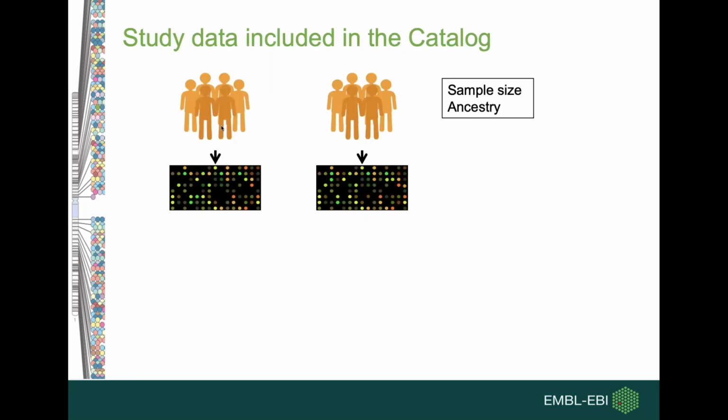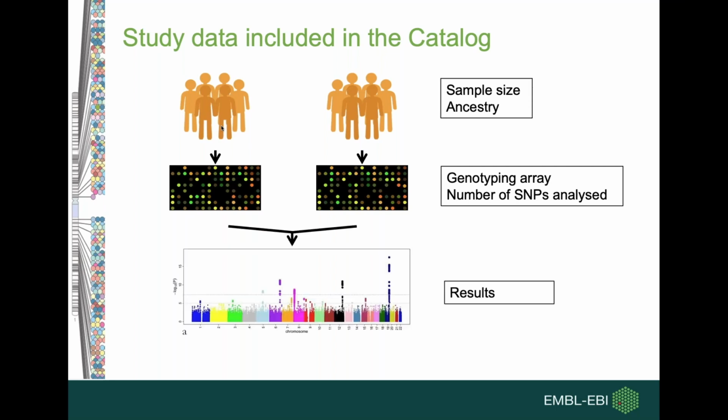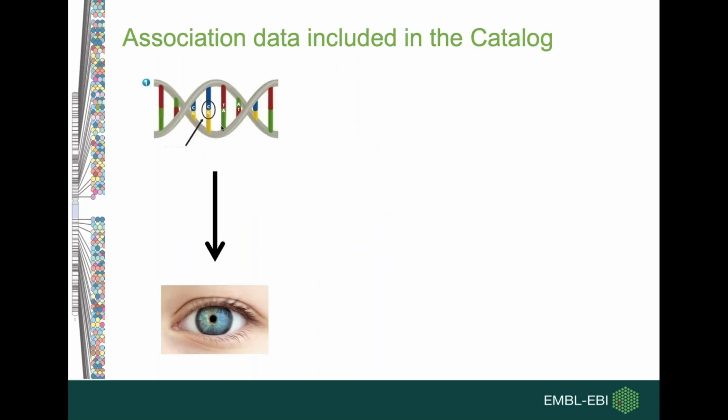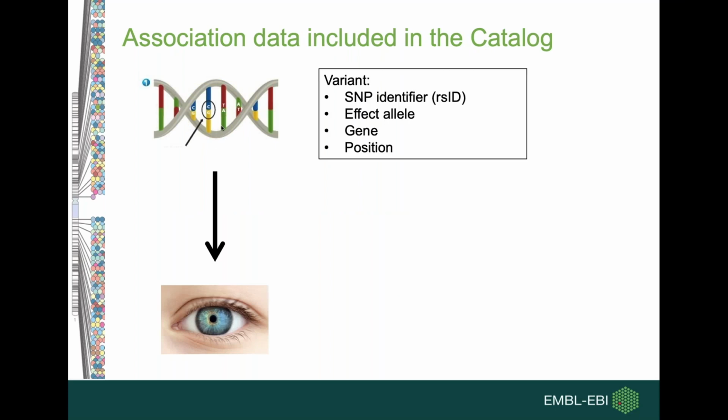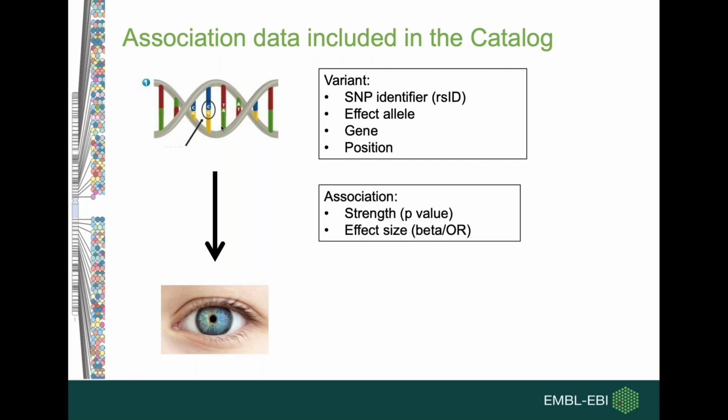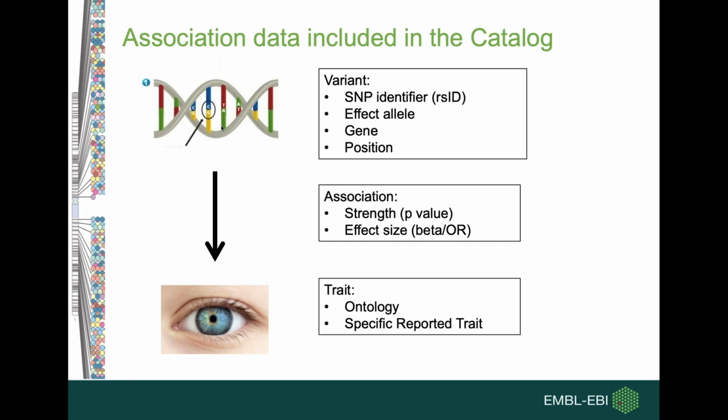So moving on from the sample description, we also provide technical information about the array and the number of SNPs analysed, and then we move on to the results. In terms of association data, we extract the variant, the effect allele of the gene, and the genomic position. We extract the strength and the effect size of the association. The effect could be OR for a case control study, or beta for a continuous trait like BMI or height. And of course, we extract information about the trait, and I'm going to talk about that a bit on the next slide.